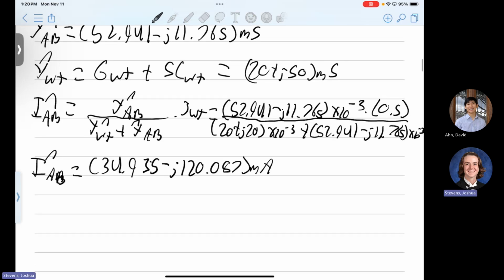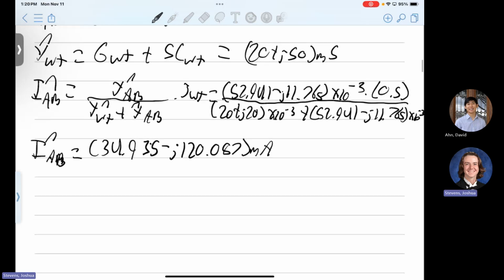Okay, cool. So we have current, we have voltage. V equals IR. In this case, V equals 1 over G to find voltage. So the voltage at AB equals IAB over YAB. Do we agree? Cool. So we take that number we just found.